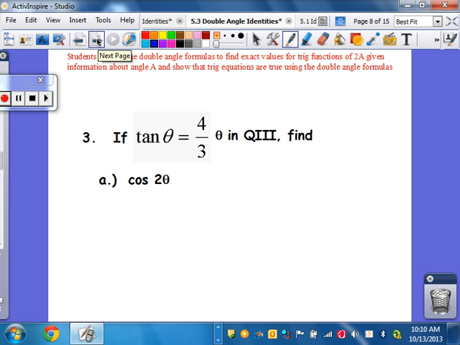You just got to recognize where we're going and then pick a formula and go with it. So I know I'm in quadrant 3. So here's my triangle, quadrant 3. Tangent is 4/3, but what you got to recognize is we are left and we are down. Both of these are negative. Okay? And then that's 5 there.